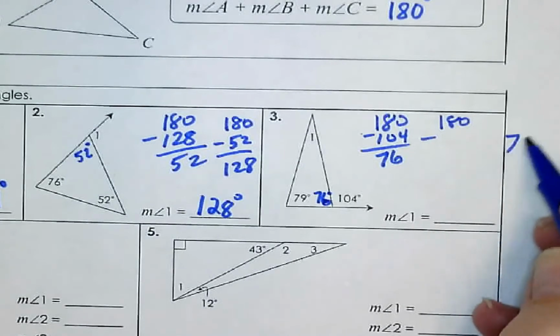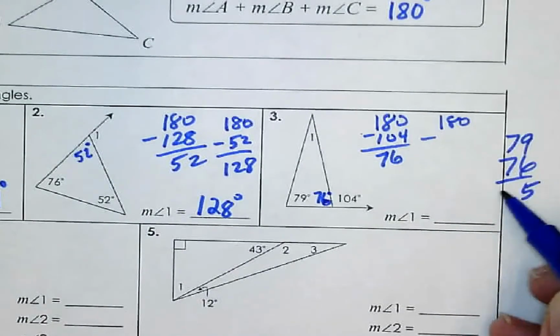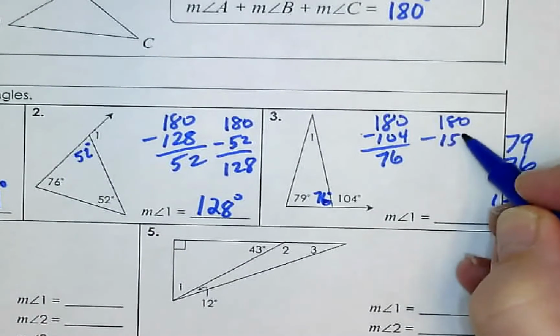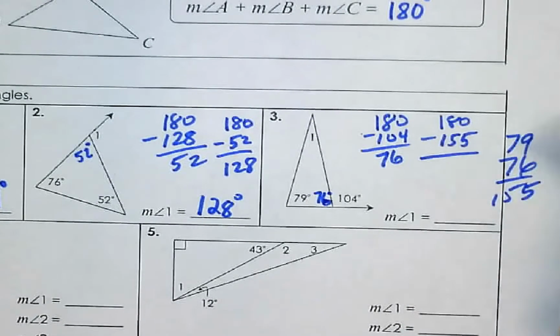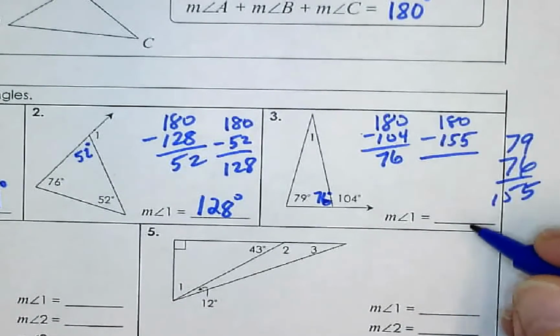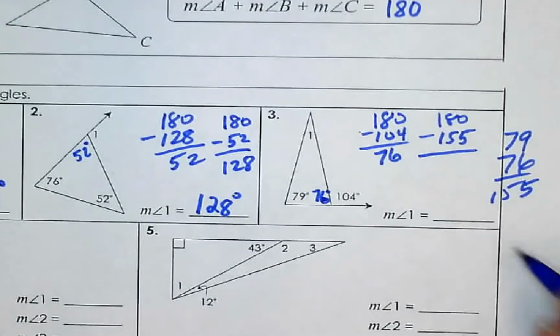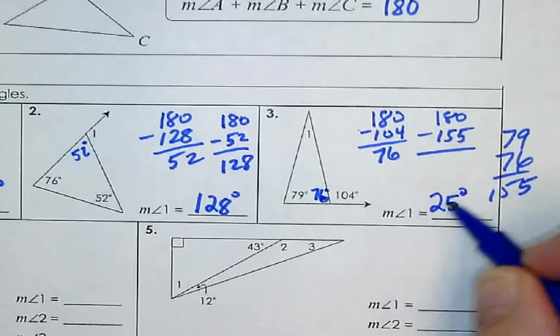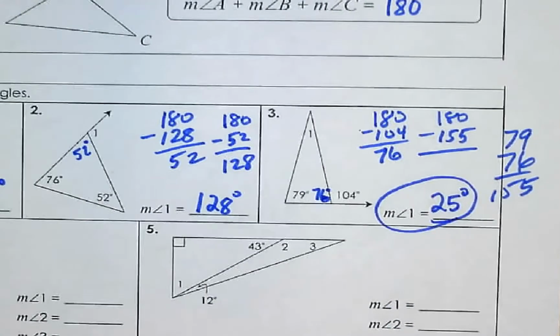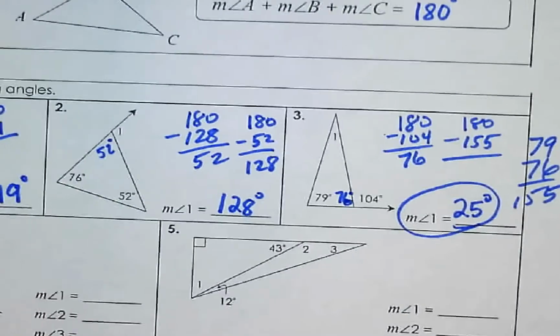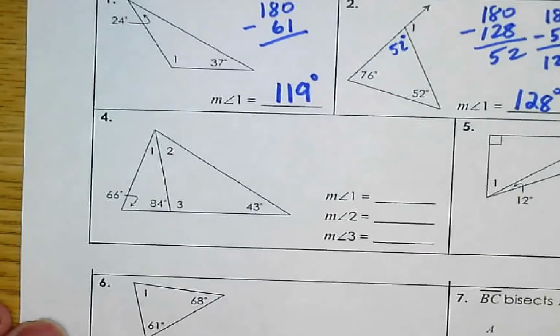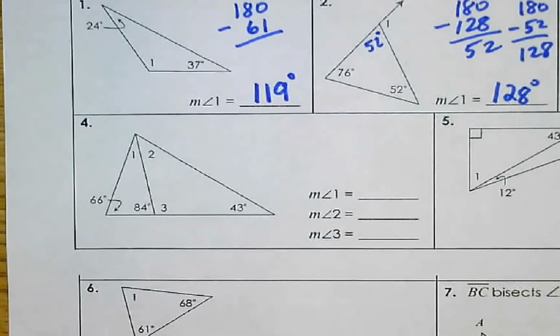79 plus 76 is 155. When I subtract those, I'm going to get 25. That's angle 1. So you can see it's just a matter of taking some of those other ideas that we've talked about before and using them to help us just within these triangles. Again, linear pairs, vertical angles, and now my new triangle sum. So sometimes you have to go through a series of things.